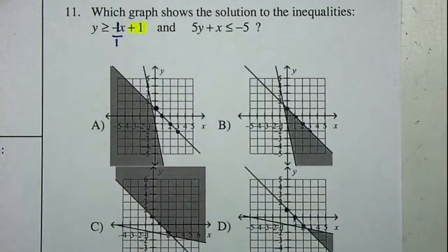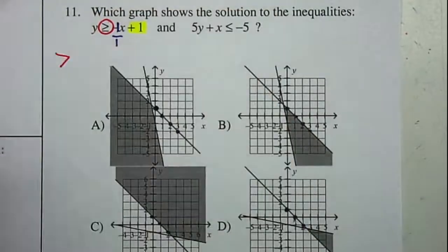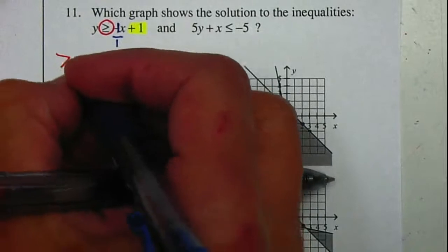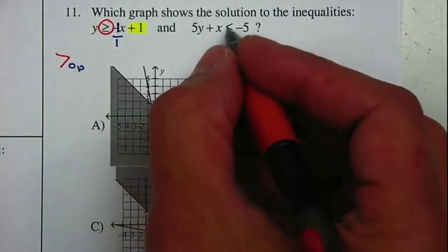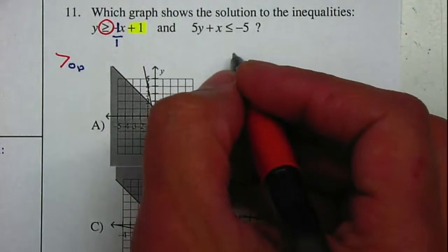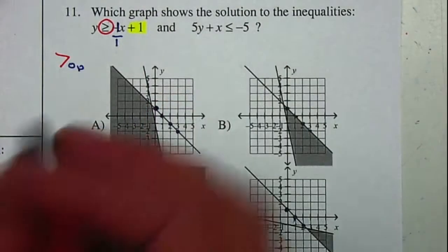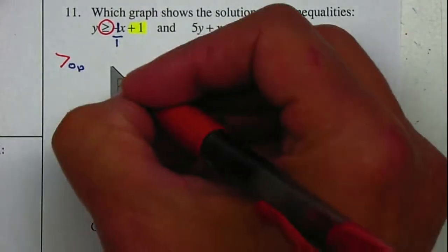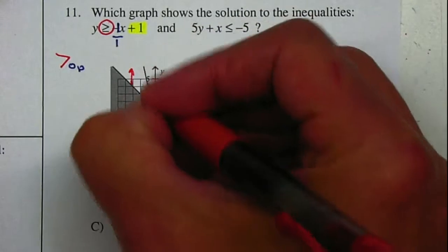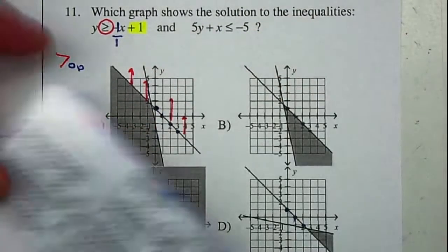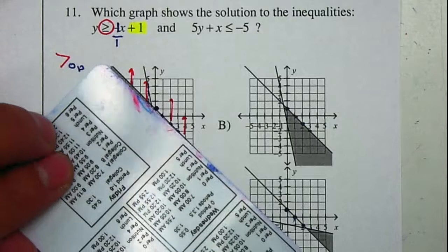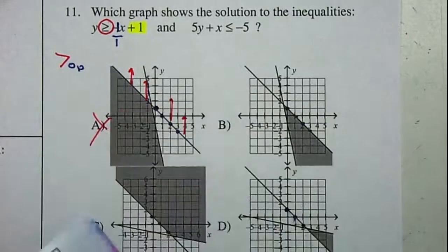Now I need to decide if I'm going to shade the top or the low side. This is greater than, so we're going to shade the top. If it's less than, then we'll be shading the bottom, the low side. So therefore, I'm going to be shading the top side. So I'm going to place up arrows on this one, and did it shade any part of the top section? No. So A is not an answer.